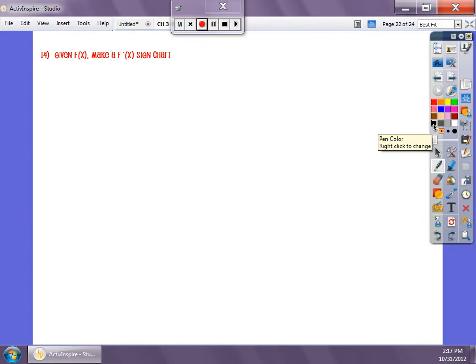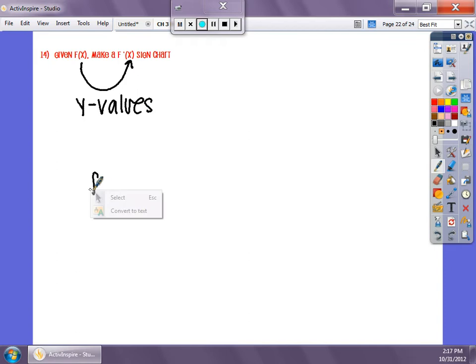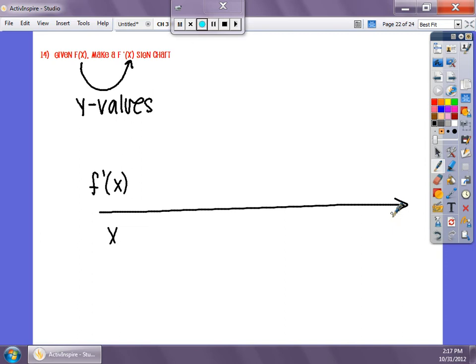Given f of x, make an f prime sign chart. So given f of x, you're trying to get to f prime. So really, you're looking at y value. So how do you make the sign chart? You first make your signs. Okay. These marks here would be when the slope is equal to 0 or undefined.